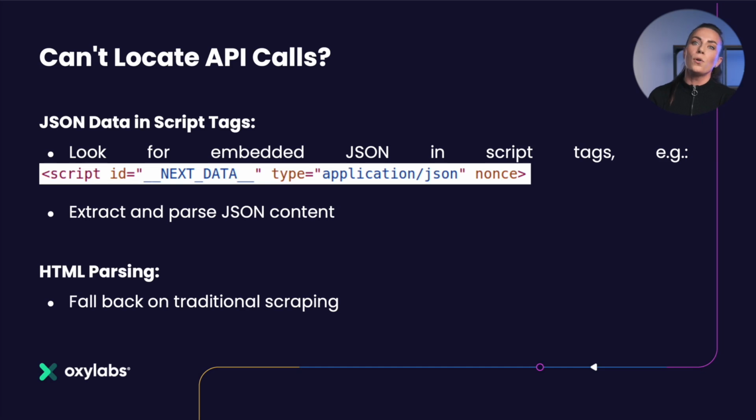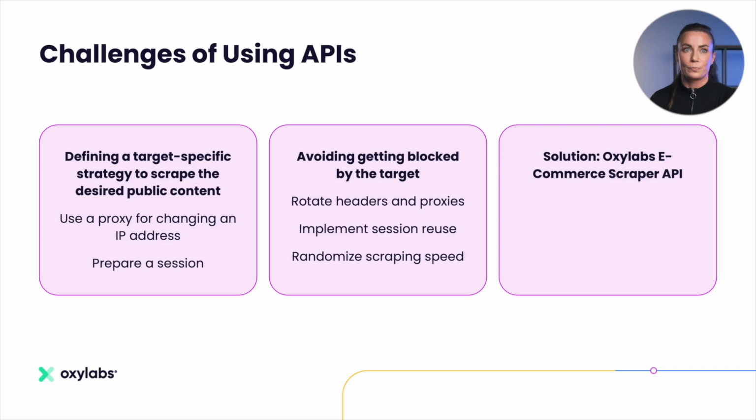And when no APIs or JSON data in script tags are present, you can fall back on traditional web scraping methods by parsing the HTML content directly. This approach can be quite complicated, but bear with me, I will present an easy solution in the demo part.